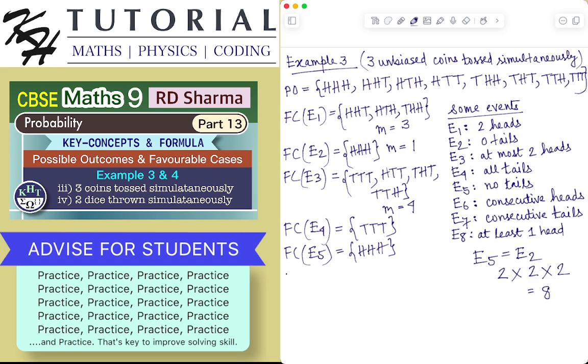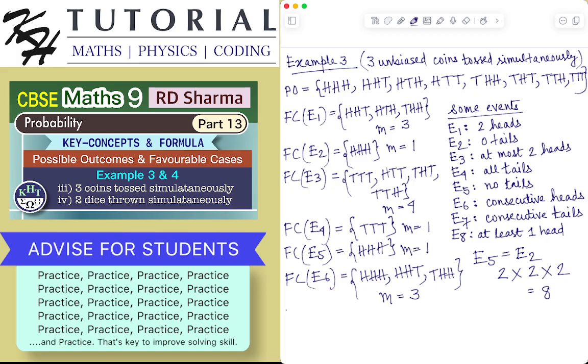Let's see event E6. What are the favorable outcomes of event E6? E6 says consecutive heads. That is, the heads must appear consecutively. We can have head, head, head; head, head, tail; and tail, head, head. Only these 3. So for E5, m is equal to 1. For E6, m is equal to 3.